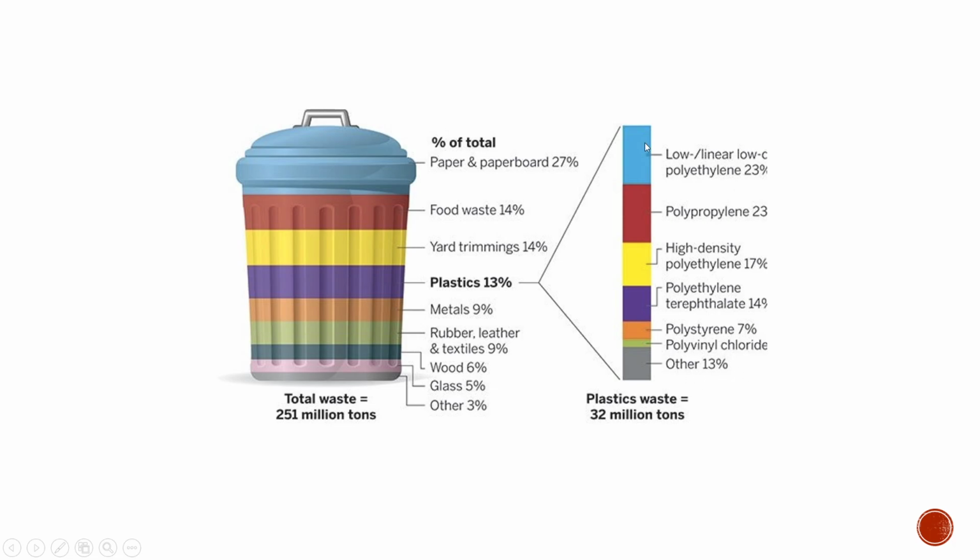Now, the reason we break plastics into their own different categories is because certain plastics can be recycled and certain plastics can't. So we'll talk about that a little bit. But just note, paper and paperboard is the highest number of waste for us. Food waste being number 2. Plastics is a huge one.